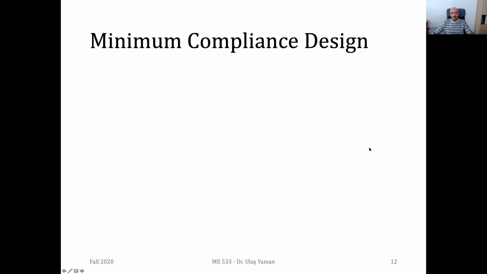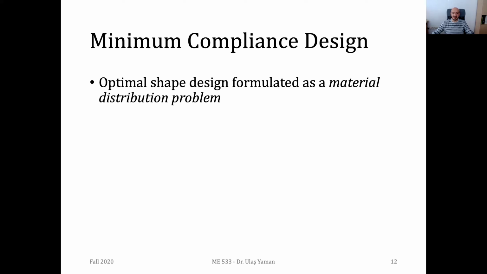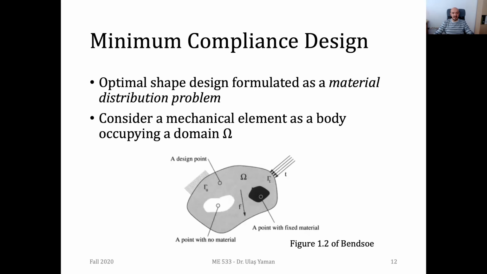And in topology optimization, we can define our problem as minimum compliance design. We are trying to minimize the compliance, which means that you'll have maximum strength with the given materials. So now assume that we have a mechanical element, a mechanical part, which is shown as omega here. This is our mechanical element, this larger part. And you see we have some definitions.